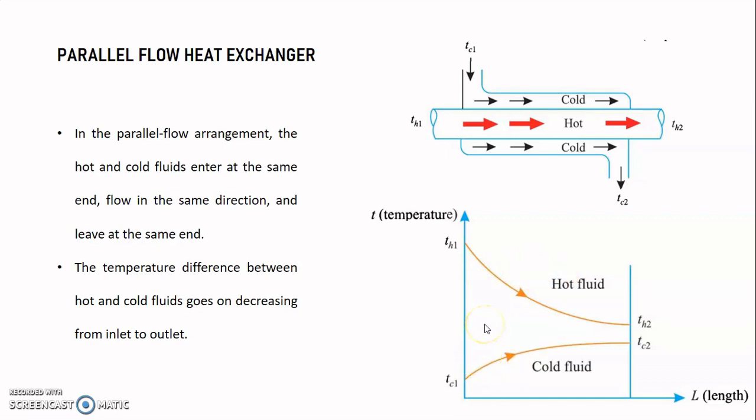Hence, in summary, for a parallel flow heat exchanger, we can say that Tc1, that is the temperature of cold fluid at the inlet, is minimum, whereas Th1, that is the temperature of hot fluid at the inlet, is maximum. Hence, the temperature difference between hot and cold fluid goes on decreasing from inlet to outlet.